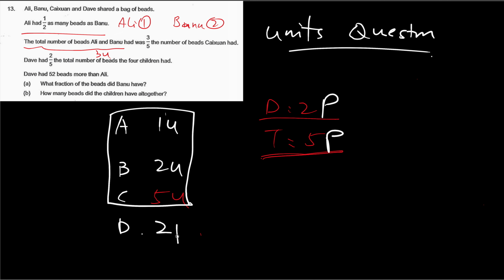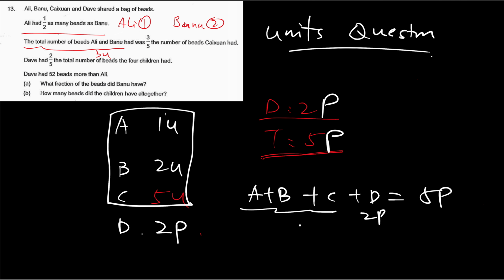So if this is 2P, the total is 5P. So what it means is A plus B plus C plus D is equal to 5P, right? Since D is already 2P, that means A plus B plus C is how many P? 3P, right? Correct. So that means this is 3P.